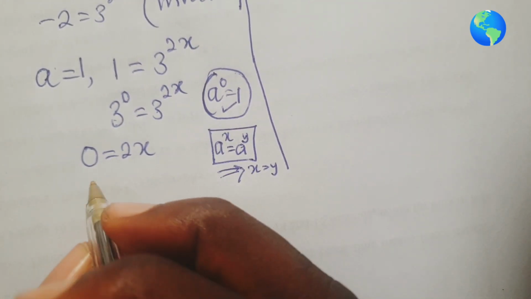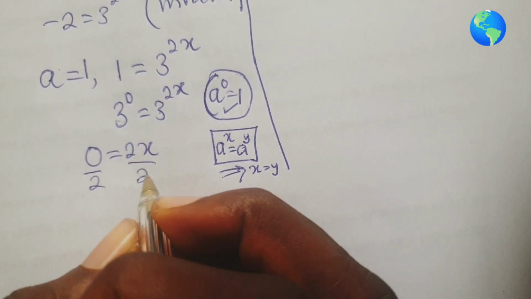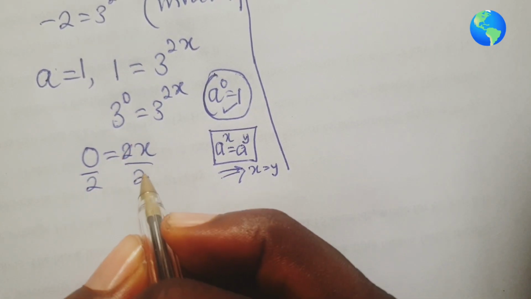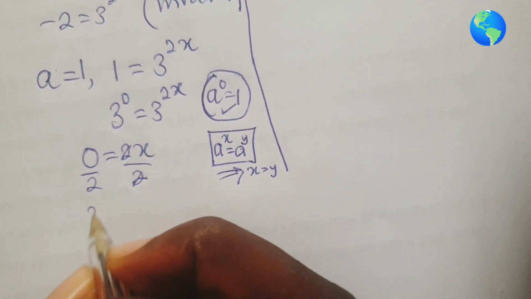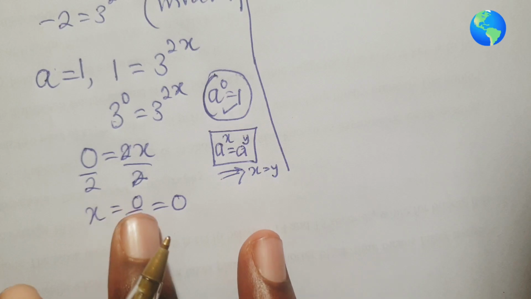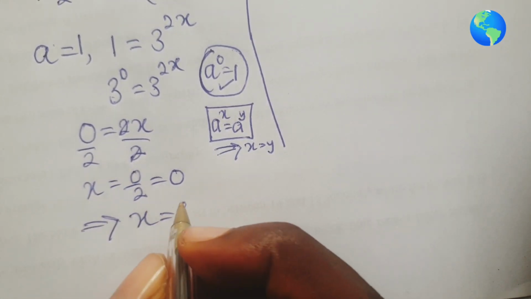In this case, let's divide both sides by 2 to get the value of x, because that's what the question asked initially, right? So 2 cancel 2, we are left with x equals to 0 over 2. But 0 divided by 2 is 0, which implies x is nothing but 0.